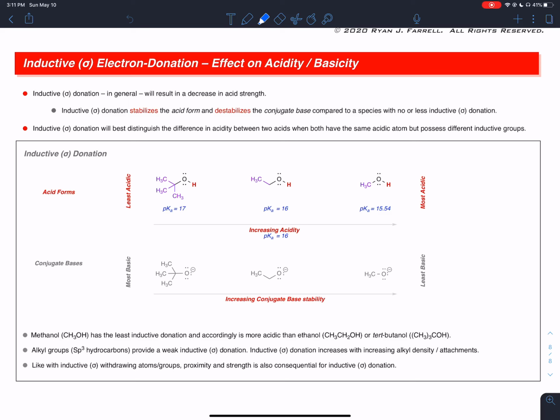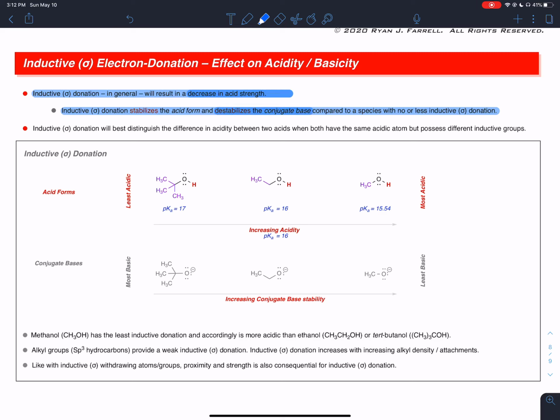Hi everyone, in this segment we are going to be talking about the effects of inductive electron donating groups on acid and base strength. Check this out. When it comes to inductive electron donation, we are going to see that it will decrease acid strength. It decreases acidity. What inductive donation does is it stabilizes the acid form, but it destabilizes the conjugate base.